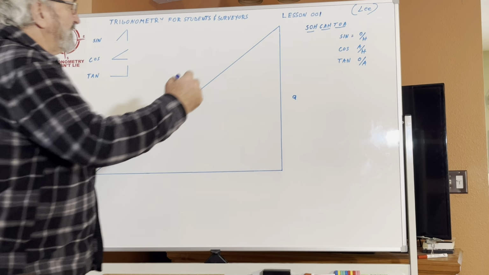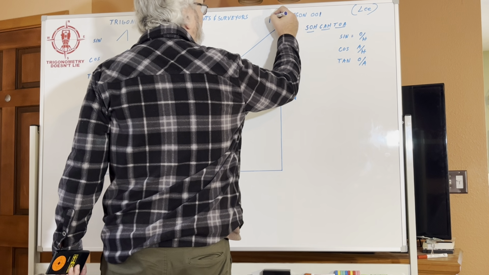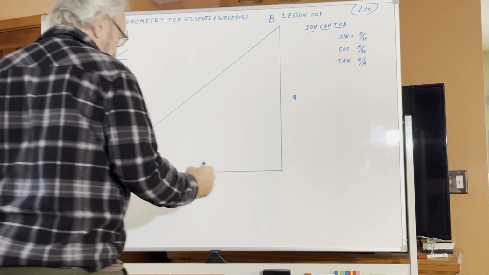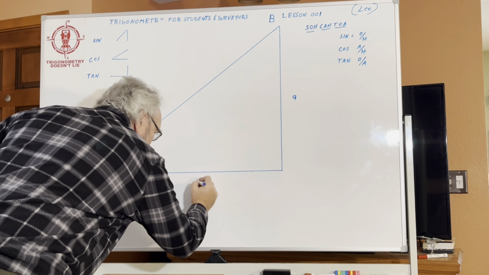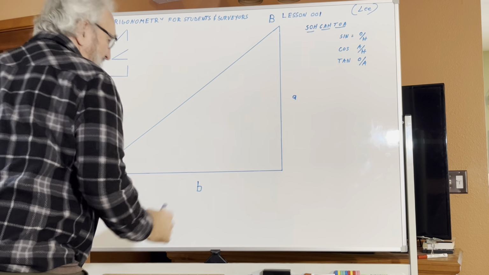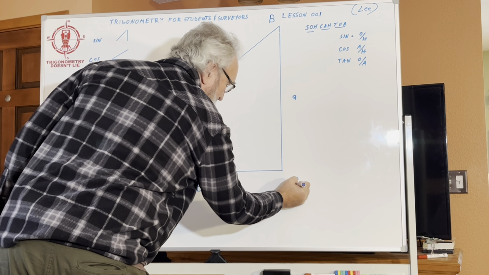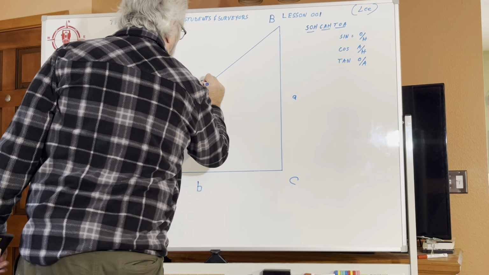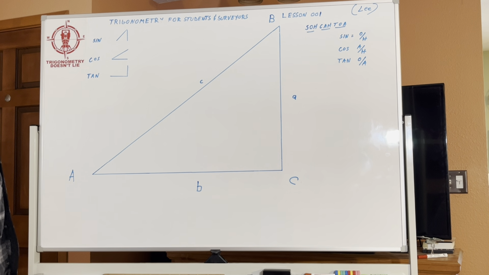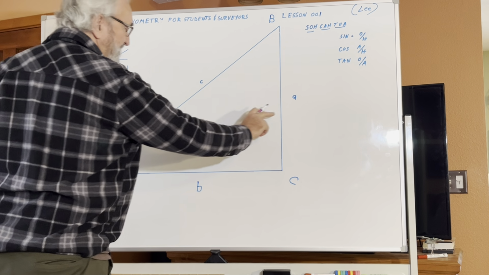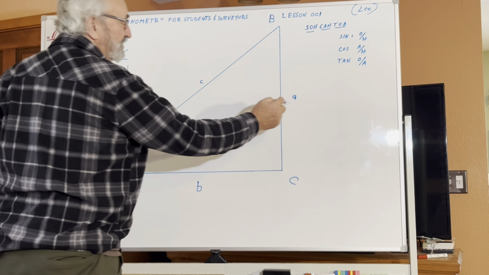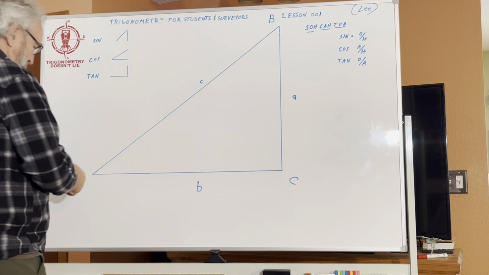So here we're going to call this angle B. And the opposite is B, and we're going to call this one C, uppercase C, lowercase c. So the opposite is the opposite of the angle, so this one here is the opposite of that.